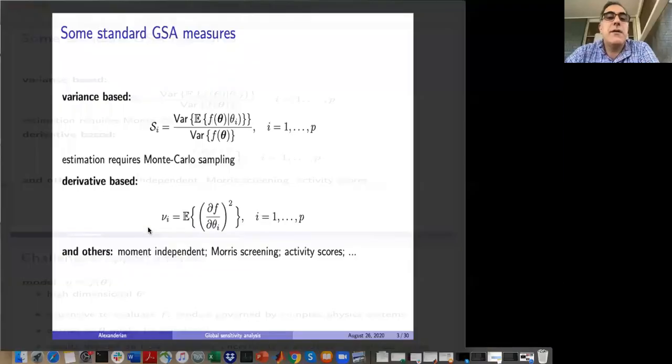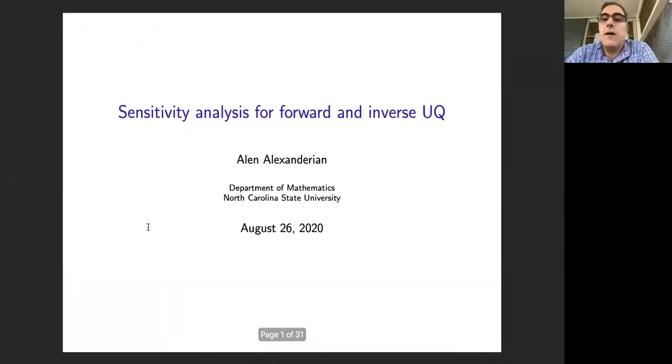Enter full screen. All right, should we get going? Yep. Okay, hi. Let me go ahead and minimize this. All right, let me just get to it.